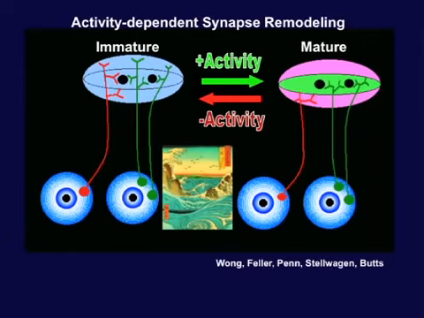Now we also know that this remodeling process requires neural activity. And these were experiments that were done many years ago by many, many members of my lab. And I'm happy to say actually that all of these wonderful postdocs and students who contributed to these experiments all now have their own labs.